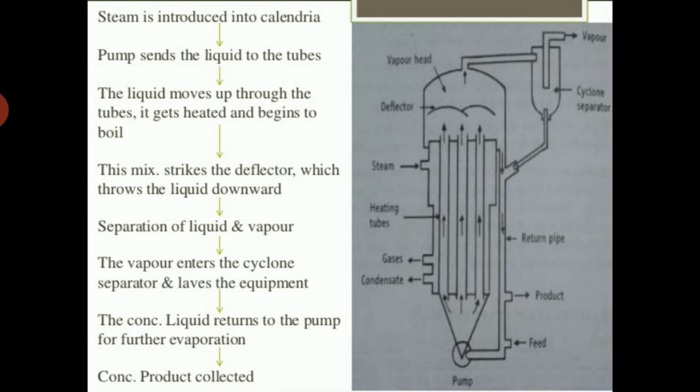The working of the climbing film evaporator. The preheated liquid feed is introduced from the bottom of the unit. The height of the liquid column is maintained low, that is 0.6 or 1.2 meters above the bottom tube sheet. Steam enters into the space outside the tubes through the inlet.